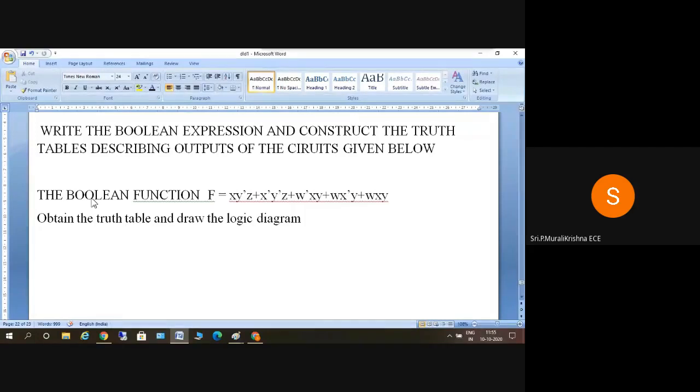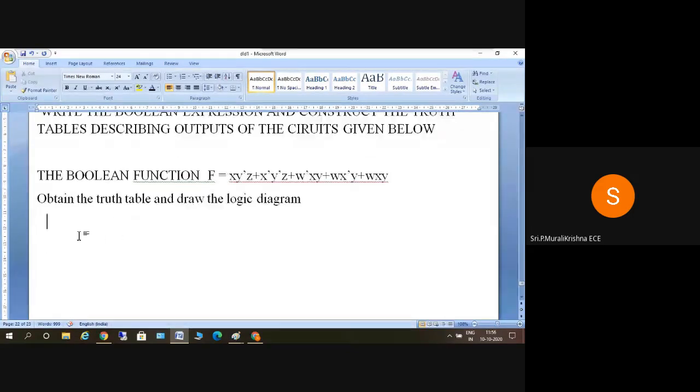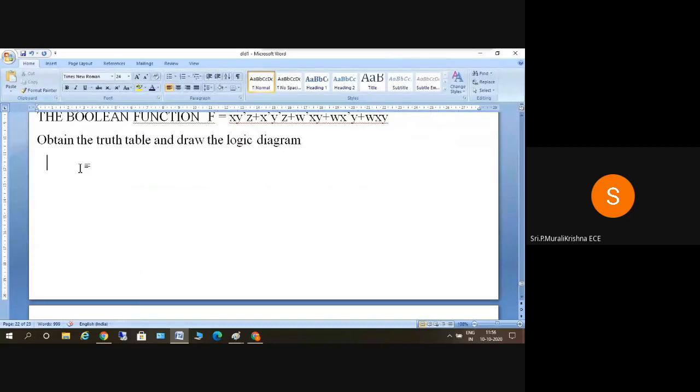Okay, and so check here. What are the inputs available? This is the standard form here. So we'll be having x, y, z, and w, so we'll be having 4 inputs here. If I want to obtain the truth table, it will be like this: w, x, y, z. These are the 4 inputs here.